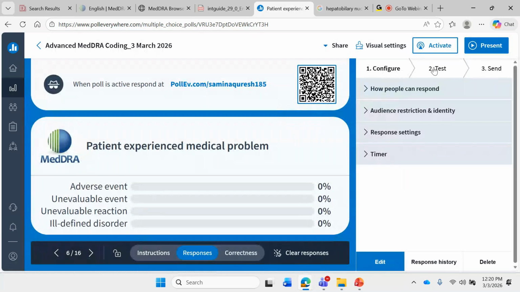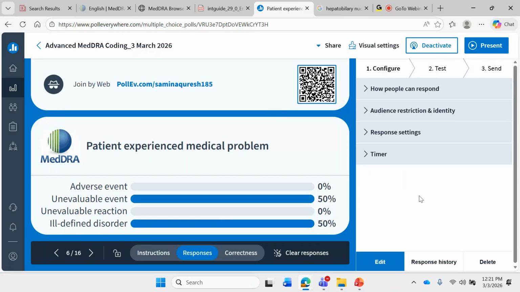Our poll number 6. Let me activate that. So here we said the patient experienced a medical problem. Okay. Remember we had a similar slide before when we said the patient experienced something. Okay, so for those of you saying adverse event, we do know it's an adverse event, but we know it's in a person, right? An adverse event can happen to anything. So the best code among the choices is ill-defined disorder.